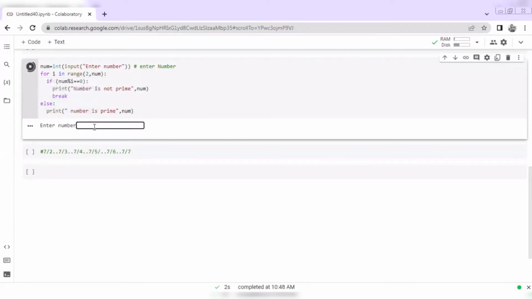Now let's take some number like 15. 15 is not a prime number. Let's take 12. So this thing you have to remember: it will start from 2 and divide by all the numbers. If it is prime, it will print number is prime.